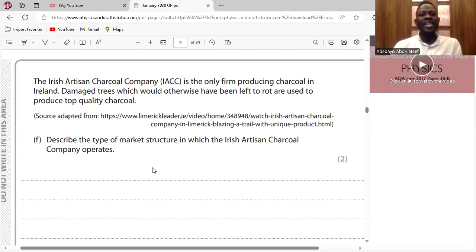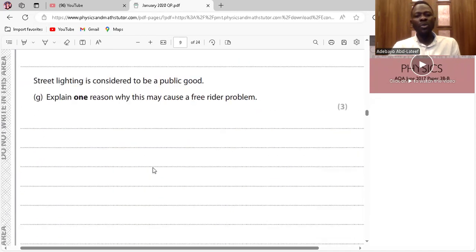So we'll go to F. The Irish Artisan Charcoal Company is the only firm producing charcoal in Ireland. Damaged trees which would otherwise have been left to rot are used to produce top quality charcoal. Describe the type of market structure in which the company operates. So that's a monopoly. And why is it a monopoly? It's a monopoly because monopoly talks about a firm being the only producer in that industry. Yes or no? So here, the company is the only firm producing charcoal in the whole of Ireland. Clear? That's F.